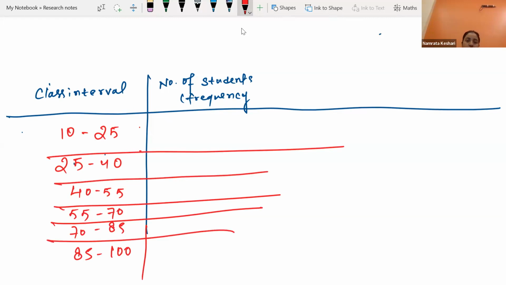Actually we have not started solving it. Whatever I am writing is a part of the question: 2, 3, 7, 6, 6, 6. So this is how the data was given.